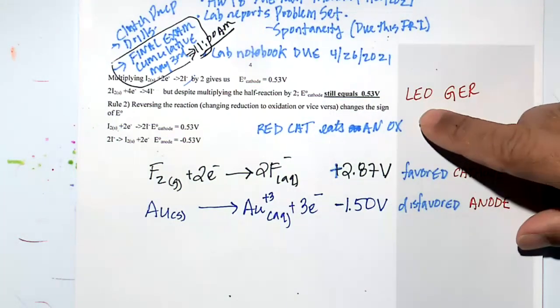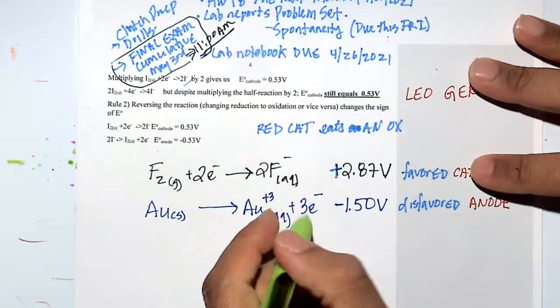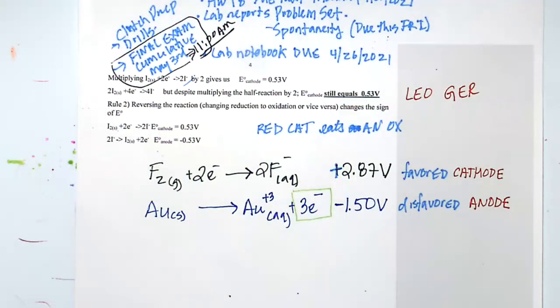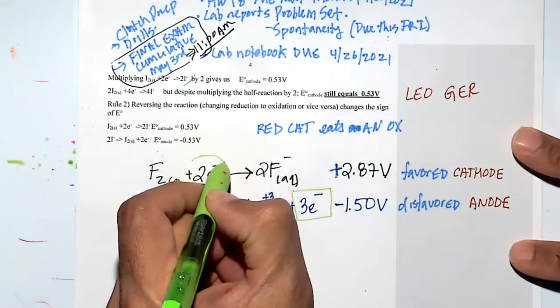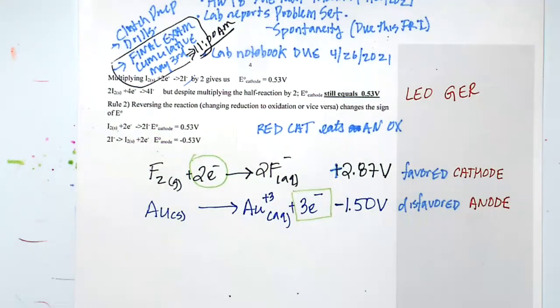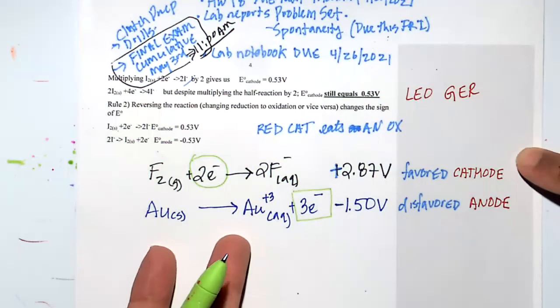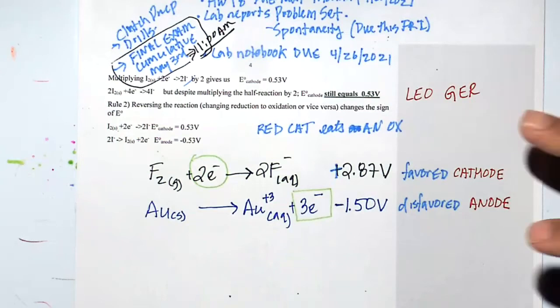Here I'd like to ask you to memorize LEO GER. Lose electrons, oxidation. So you see here, this lost 3 electrons. I'm going to box it here. It lost 3 electrons on the product side. This cathode here, gain electrons, reduction. I'm going to circle it here. This F2 gained 2 electrons. So we have a battery now: the cathode, and this one I flipped, making it the anode.